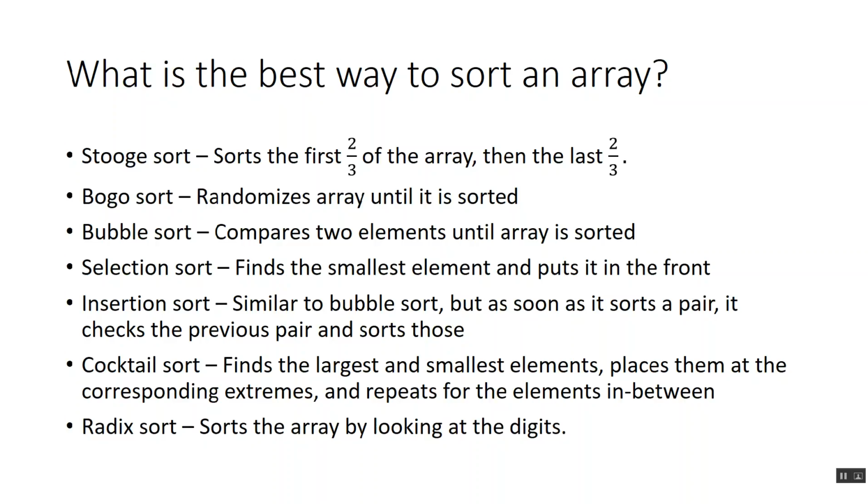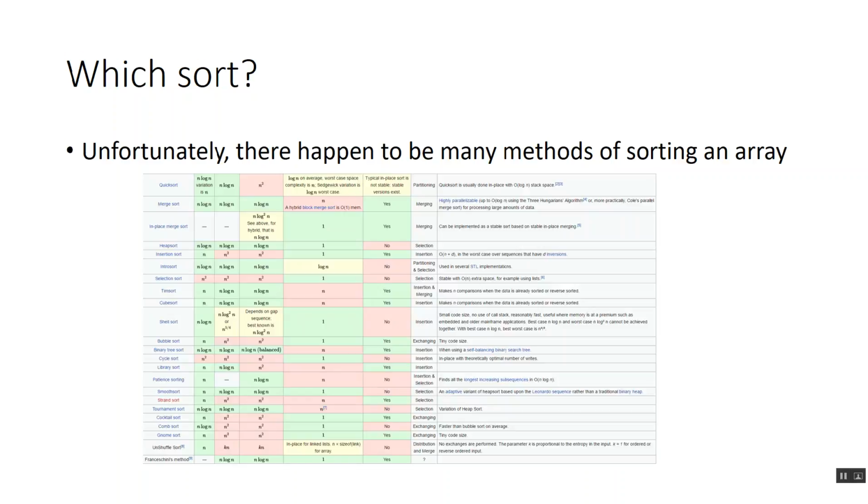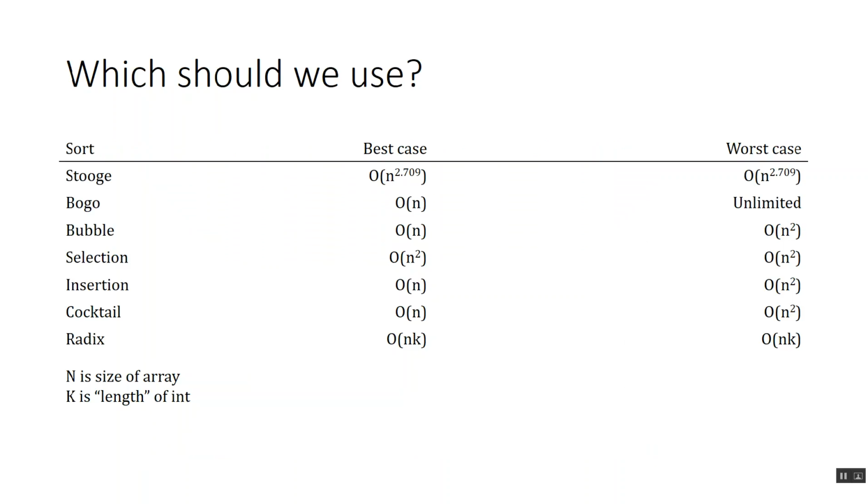And radix sort, which is the one that I made, or rather coded myself, sorts the array by looking at the digits. So which one should we pick? Well, there are many methods of sorting an array. As you can see, this is a quick little screenshot from the Wikipedia page of sorting mechanisms, and the list goes on for quite a while. Which one should we use?